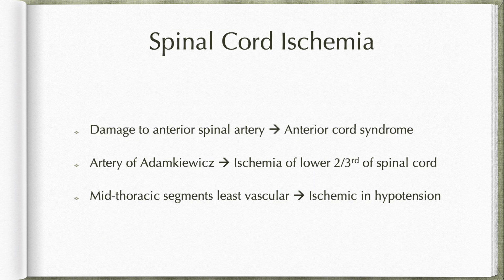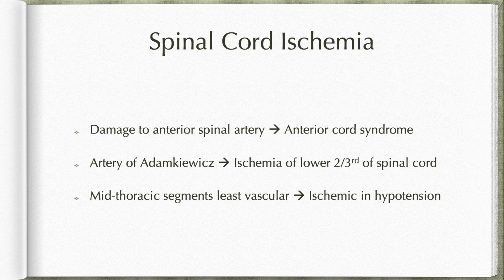So coming to the spinal cord ischemia, if there is damage to the anterior spinal artery, almost anterior 2/3 of the spinal cord will be ischemic, and this gives rise to a syndrome called anterior cord syndrome. So that will have effects due to the lesion of corticospinal tracts, ventral horns, spinothalamic tracts on both the sides. Involvement of artery of Adamkiewicz results in ischemia of almost lower 2/3 of the spinal cord. So this does an important work.